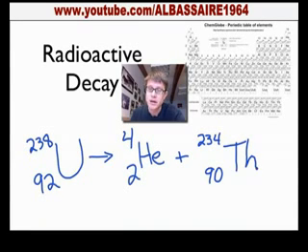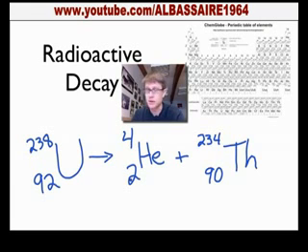And so this is how you write a nuclear equation. You have to make sure that these all balance. The mass numbers balance and the atomic numbers balance as well. So what happens to uranium-238? It actually becomes thorium-234 over time as it loses these protons.